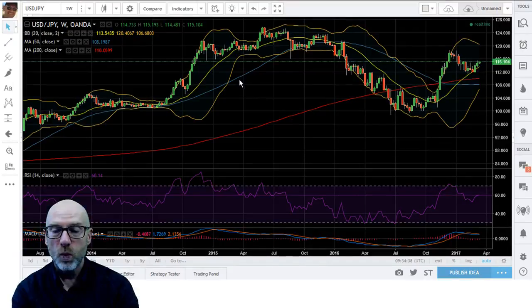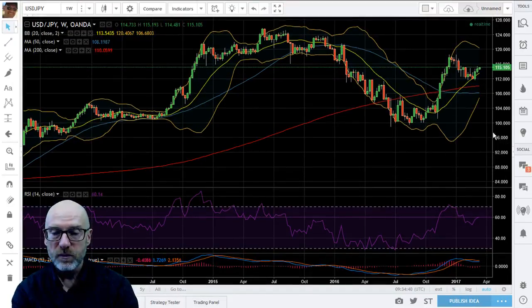On the weekly, you can see that we came back to the 20-week moving average, and that's giving the push up. You can see that the downtrend has been broken. Really, we would expect to move on this push up towards the resistance in the 117, 118 level. On this chart, the 20-week would give immediate support at the 113.54 level.